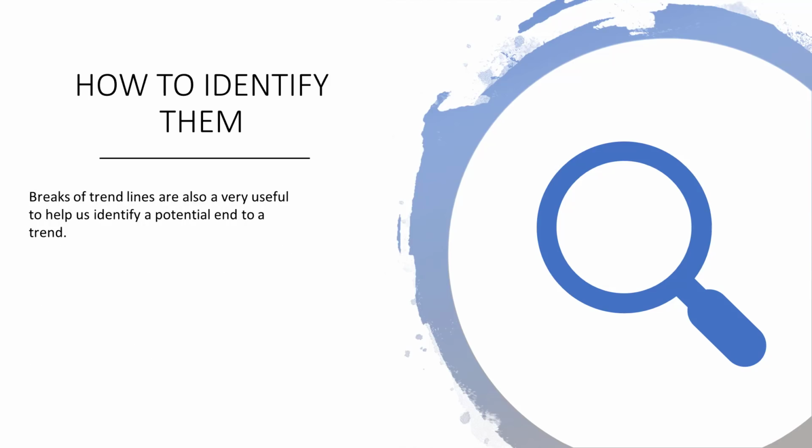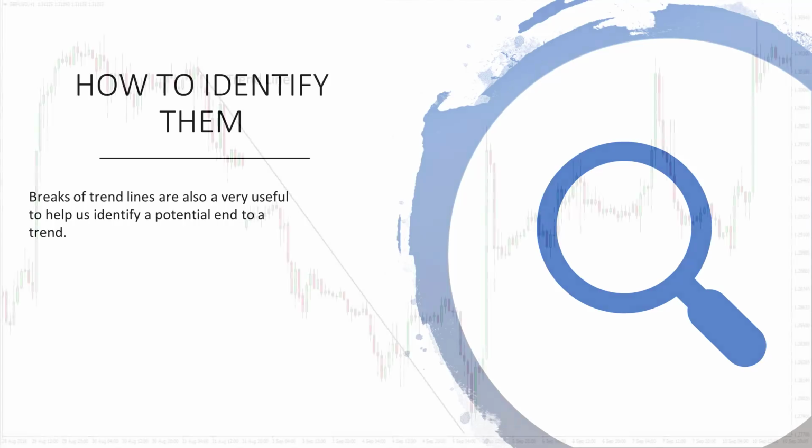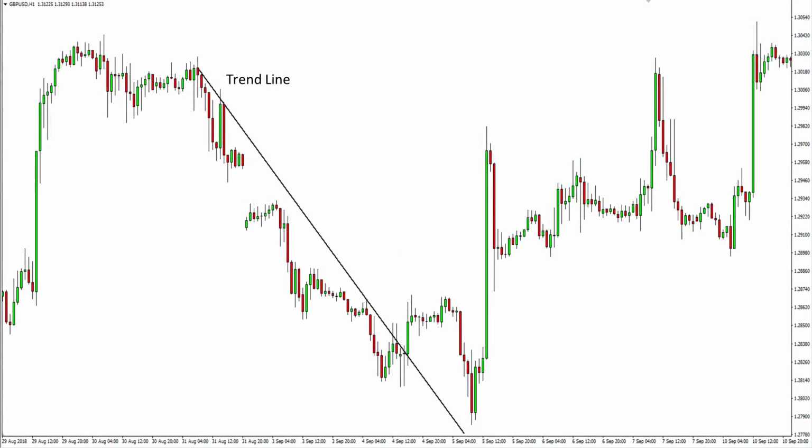Breaks of trend lines are also very useful to help us identify a potential end to a trend. Look at what happened here on Euro USD on the 1-hour time frame when the trend line broke. We can also use this for potential trades, and we will look at it on the charts.